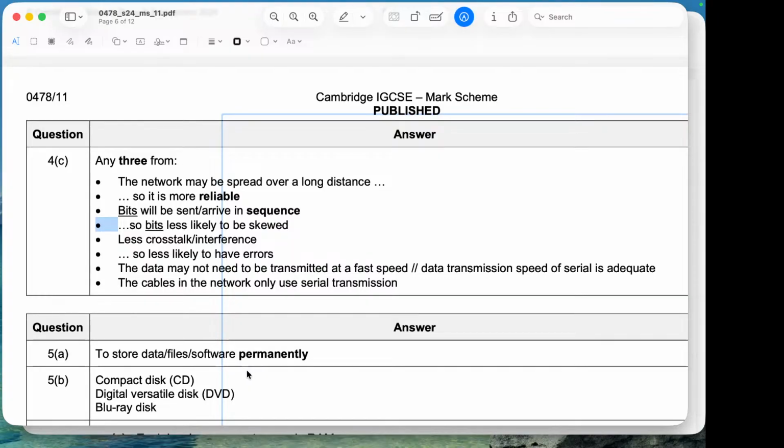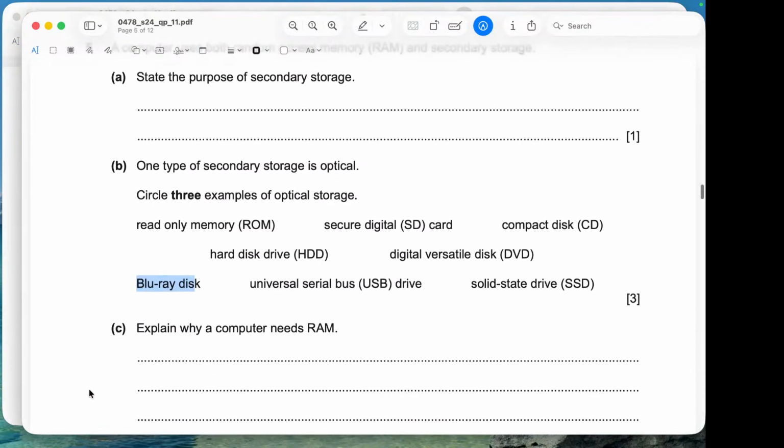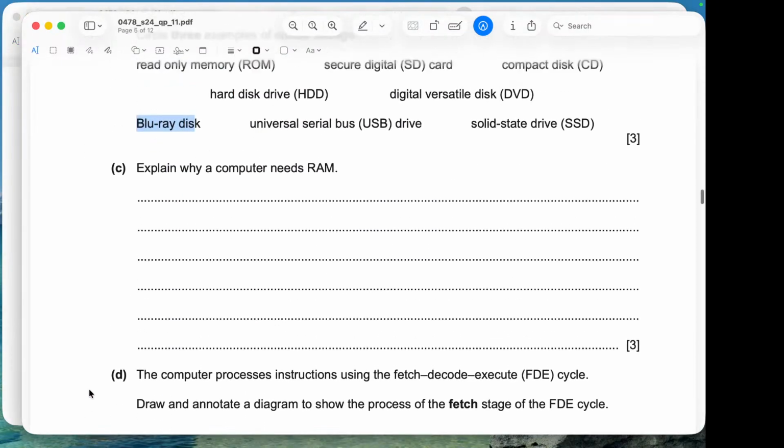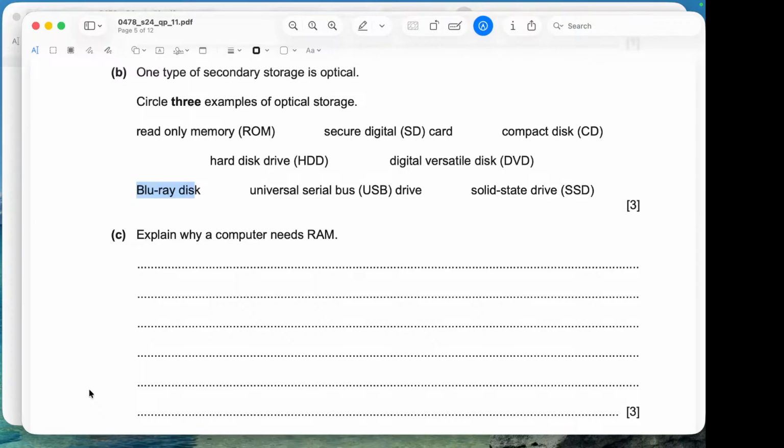Okay, so the next question is: explain why a computer needs RAM. RAM, random access memory, 3 marks. So 3 things about why a computer needs RAM.